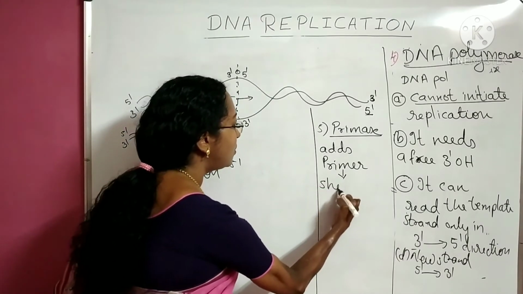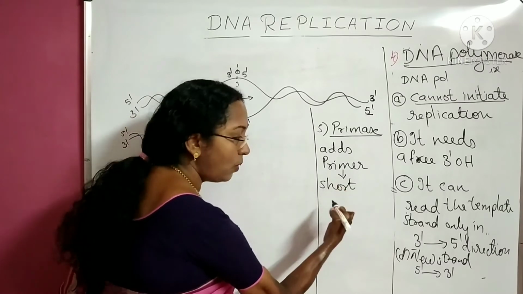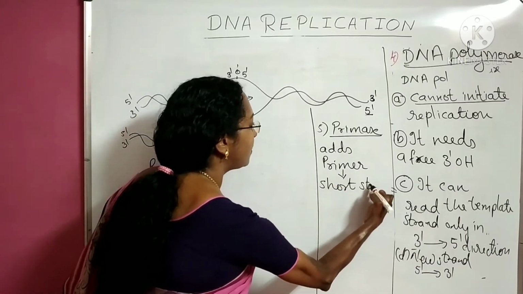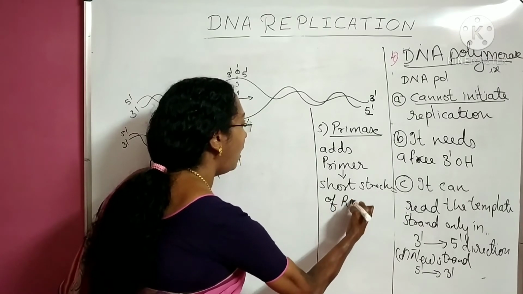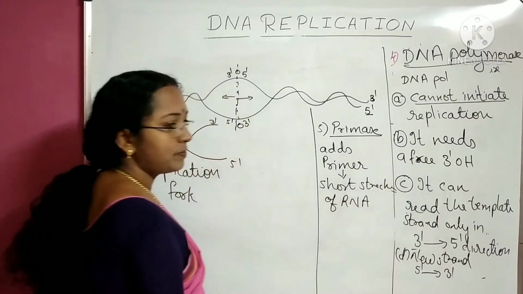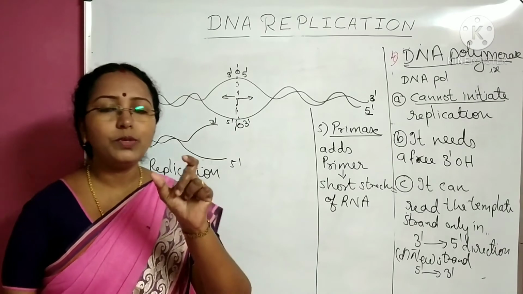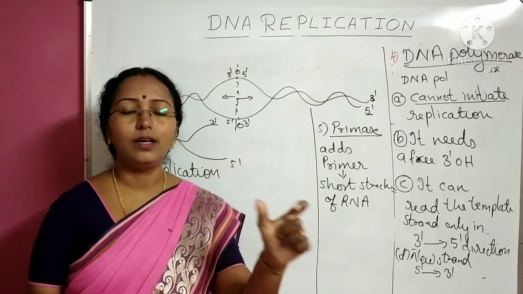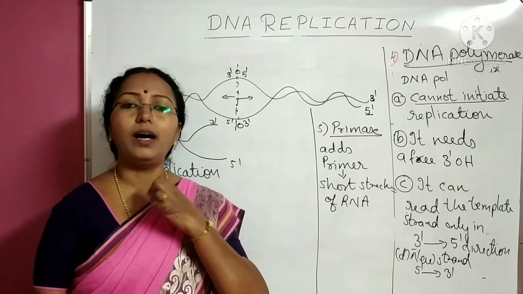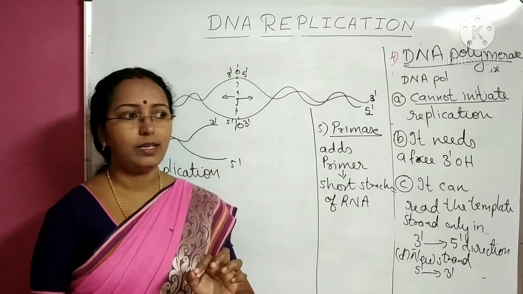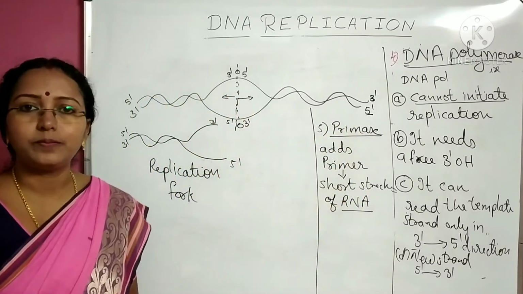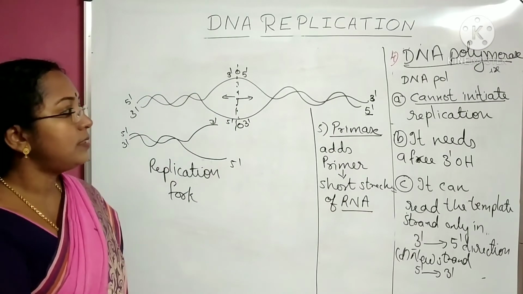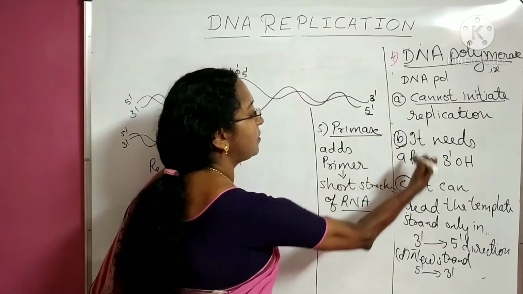Primer is a very short stretch of RNA molecule. Okay, primer is a very short stretch of RNA, or it is an oligonucleotide of RNA. Now what is the need of RNA in DNA replication? That is answered by the second feature.